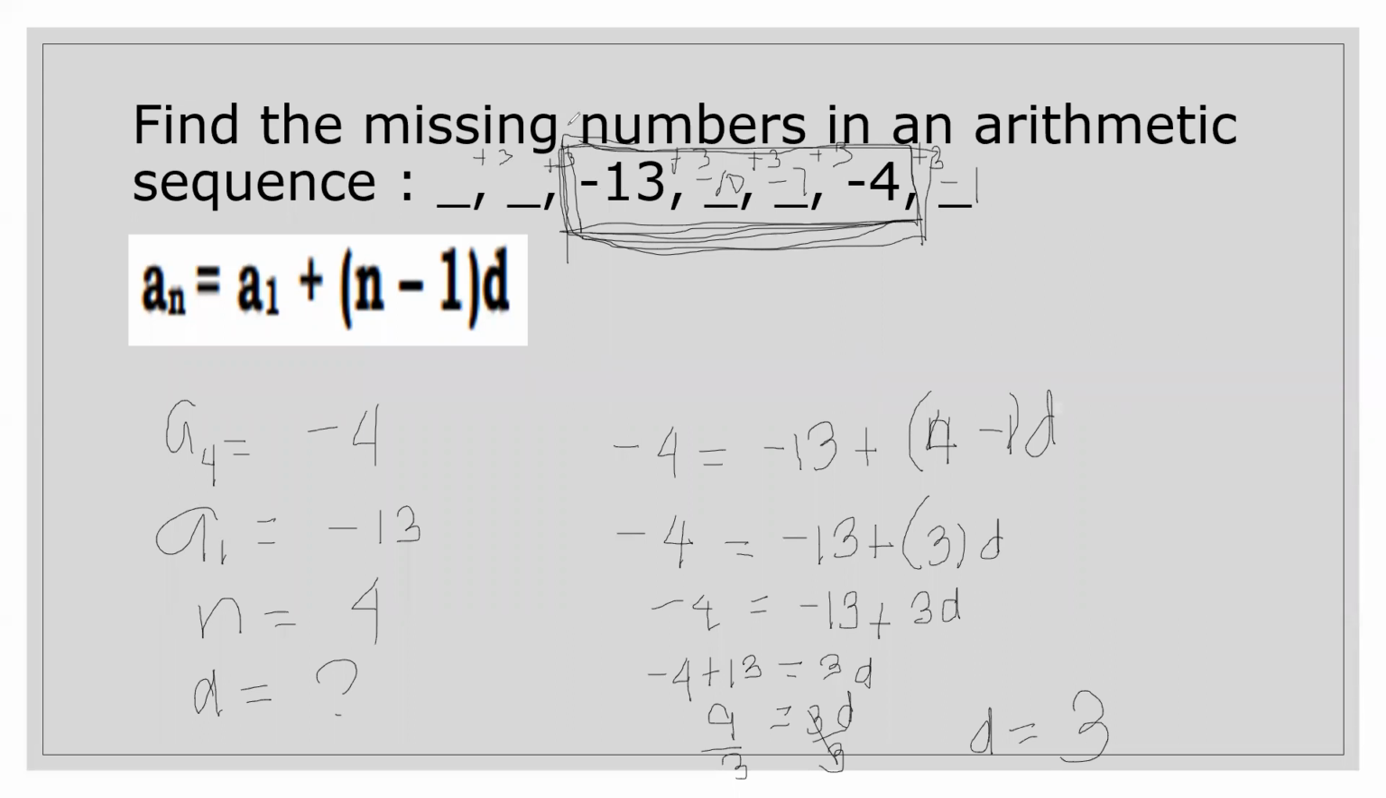Anong number ang dadagdagan mo ng positive 3 para maging negative 13? Negative 16, sir. Correct. Negative 16 plus 3 is negative 13. Ngayon naman, ano ang dadagdagan mo ng positive 3 para maging negative 16? Anong number yon? Negative 19. Correct. Negative 19 plus 3 is negative 16.